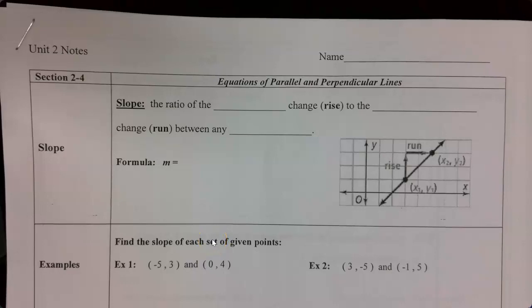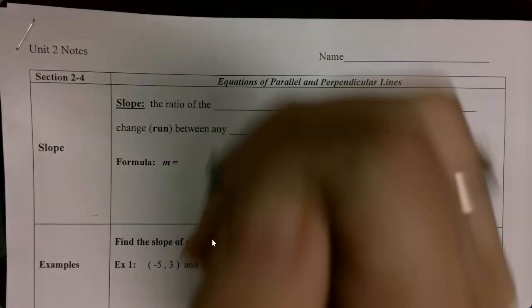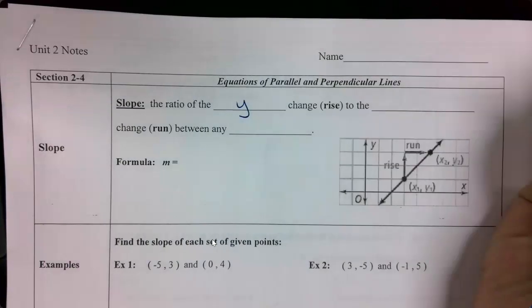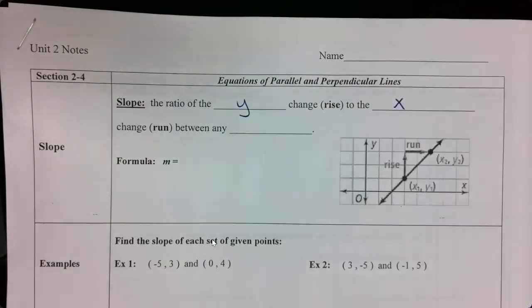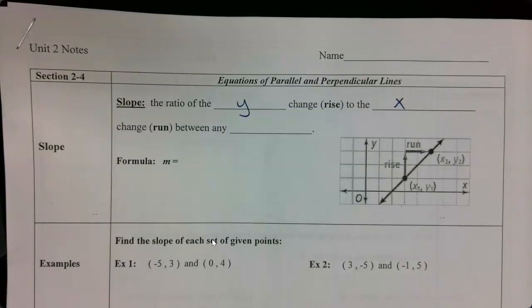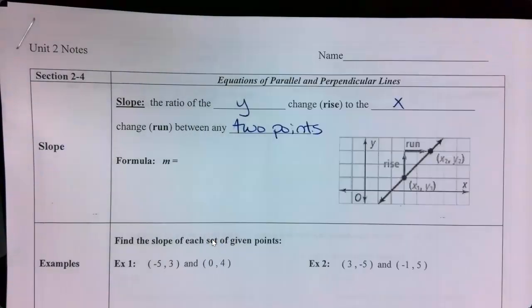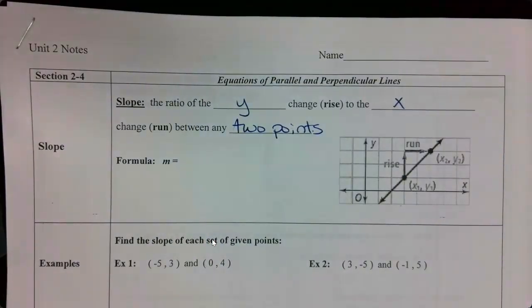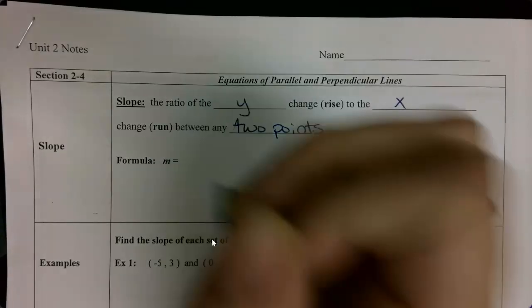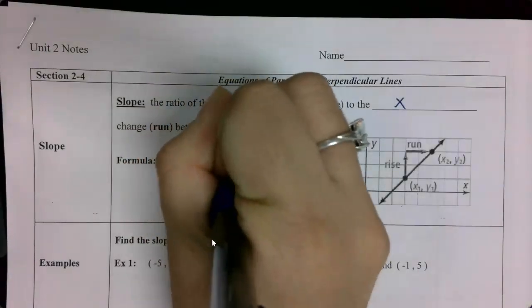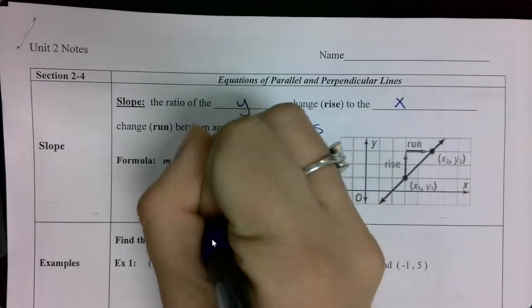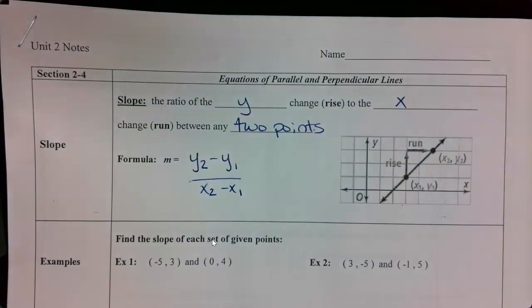Okay, so today we're talking about the equation of parallel and perpendicular lines. Remember, slope is the ratio of the y change, which is called our rise, to the x change, which is called our run, between any 2 points. So our formula for this is going to be y sub 2 minus y sub 1 over x sub 2 minus x sub 1.